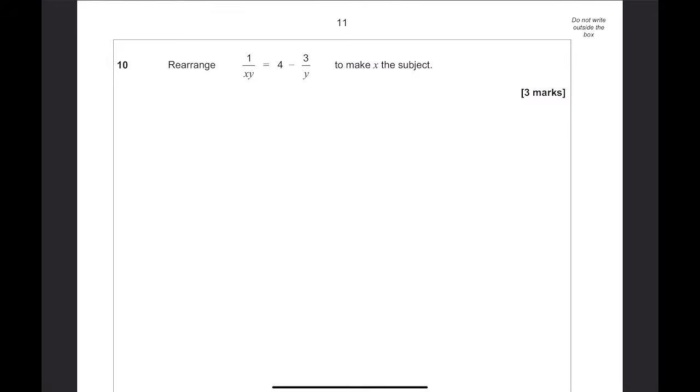Rearrange this to make x the subject. Now this is a tricky one, but first of all, we don't like fractions when we're changing the subject, so I'm just going to multiply them all up. So 1 equals 4xy minus 3xy over y. Next I can see I can cancel those two, so rewriting that, we're going to have this.